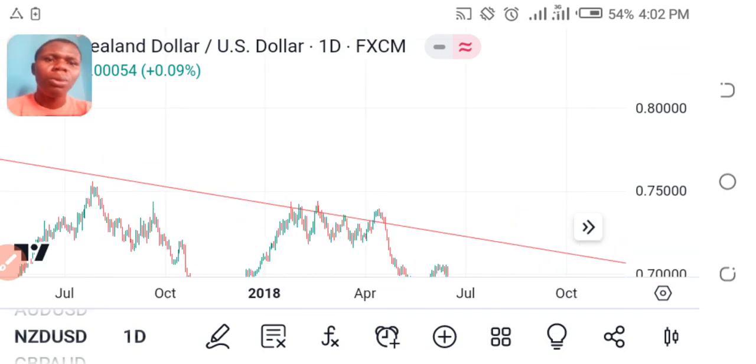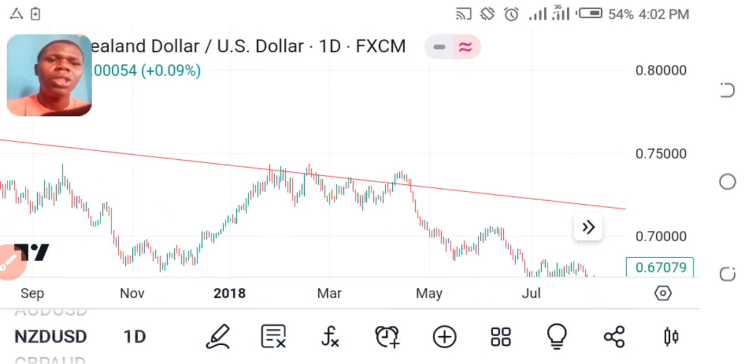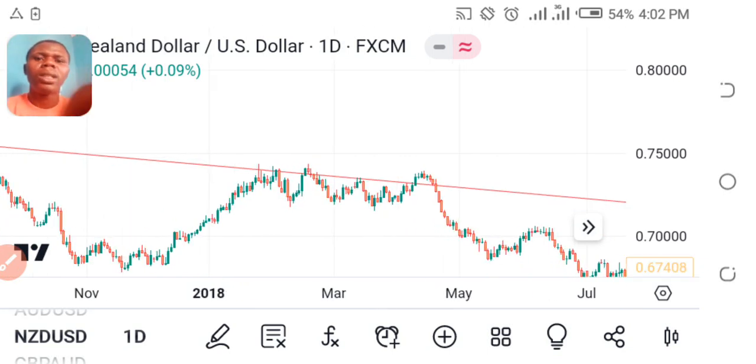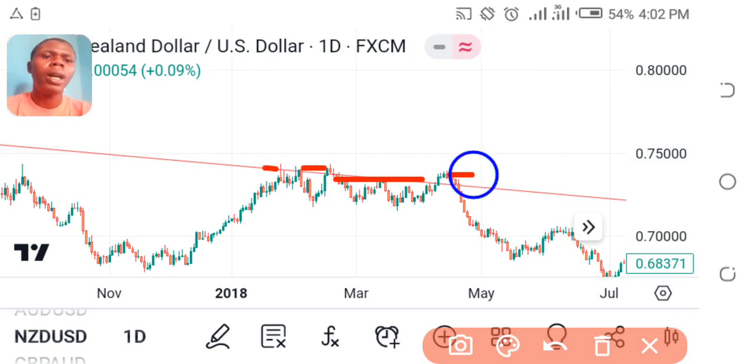Whichever way, I can call this a triple top. Yeah, let's just call it a triple top. This one is not valid. Please take note, this one is not valid. Let me identify it. This is not valid, but we have 1, 2, and 3. Now we have a triple top, right?